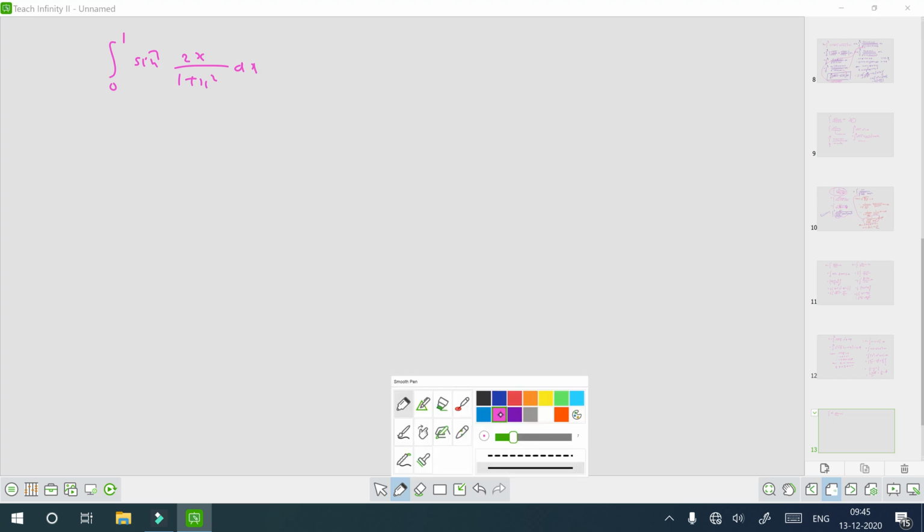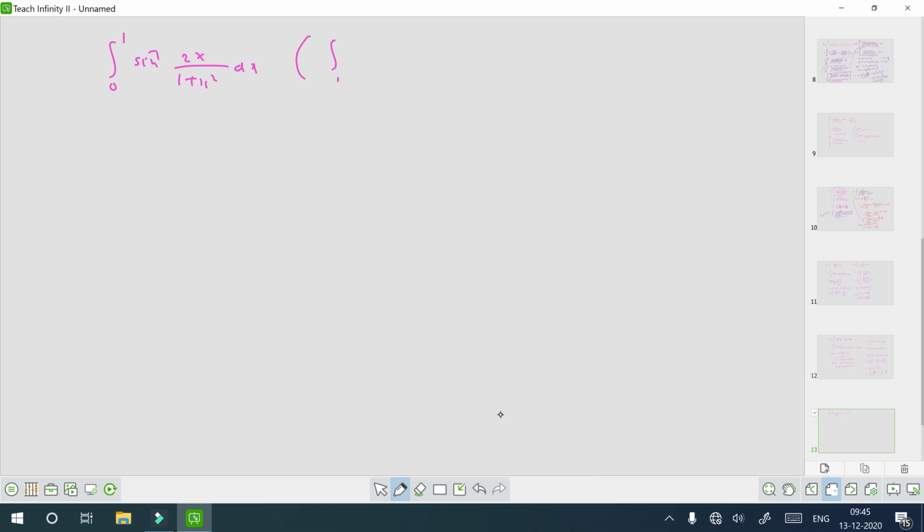In the next one, I is equal to integral 0 to 1 of sin inverse of 2x over 1 plus x square. Let us see two more examples: integral 0 to 1 of cos inverse of (1 minus x square over 1 plus x square) dx, or integral 0 to 1 of tan inverse of 2x over 1 minus x square dx. All these three are of the same pattern.